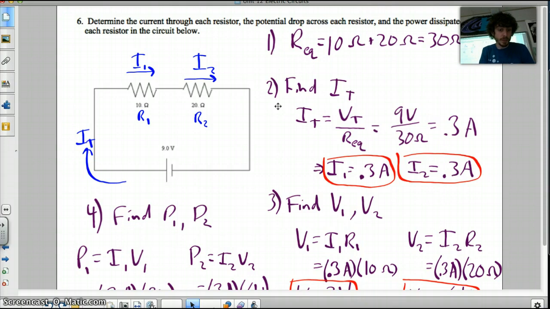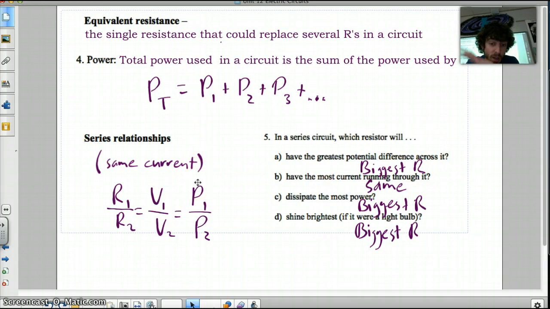Let me go back. Pause your video, try to solve that first example there. I'll give you a hint: the first thing you do is find the equivalent resistance. And then with that equivalent resistance, you can find the total current in the circuit. Once you have the total current, you know that's the current through each resistor, and you can find the voltage drops across each resistor. So go ahead, pause your video, and solve that first example.